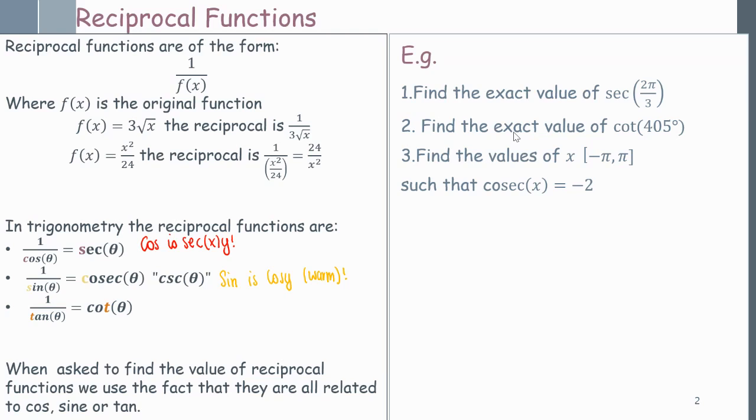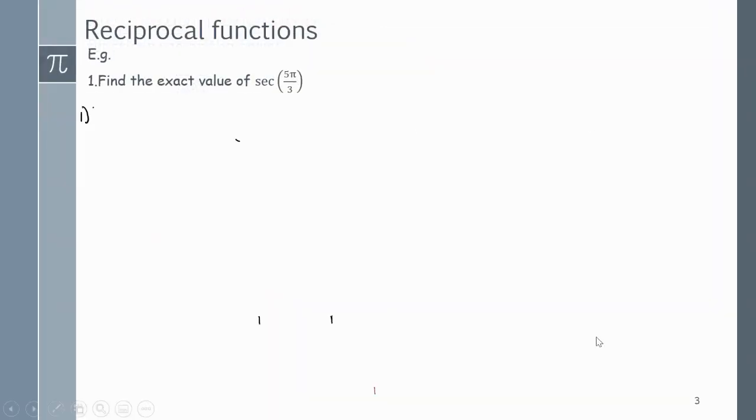1 over sine theta, my reciprocal of sine, is called cosec theta. And this I remember because I say sine is cozy, which means sine is nice and warm. Again, you can remember sine starts with S and cosec starts with C, so they go together. I don't have anything fun for tan, but the reciprocal of tan is called cot. And I remember this because tan starts with a T and cot ends with a T, so they must be linked together.